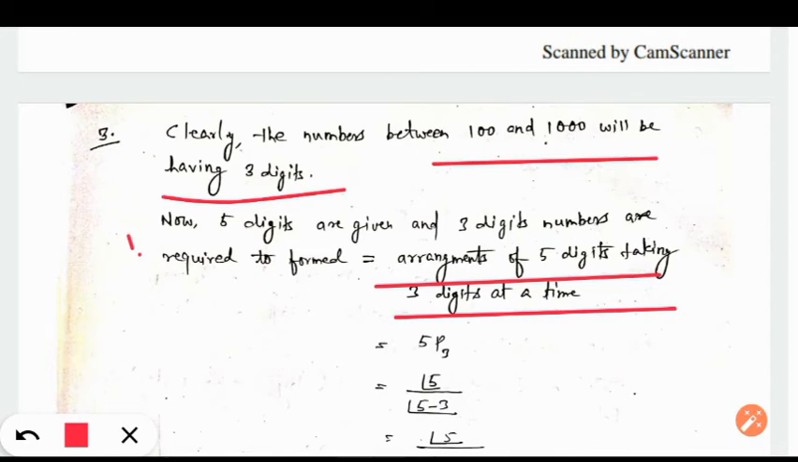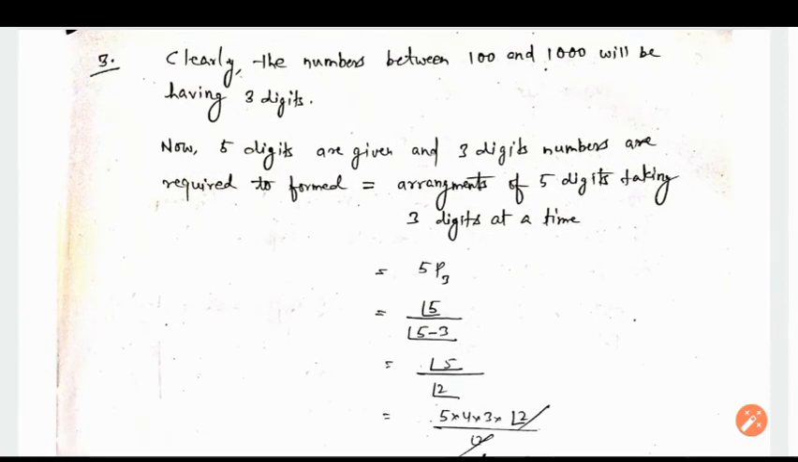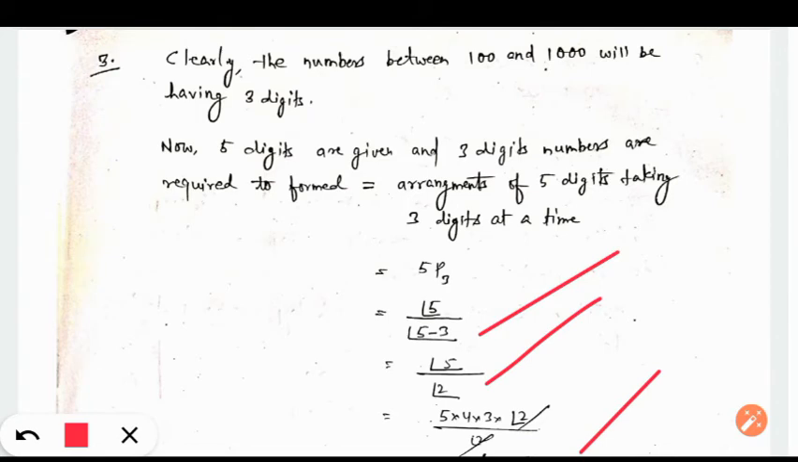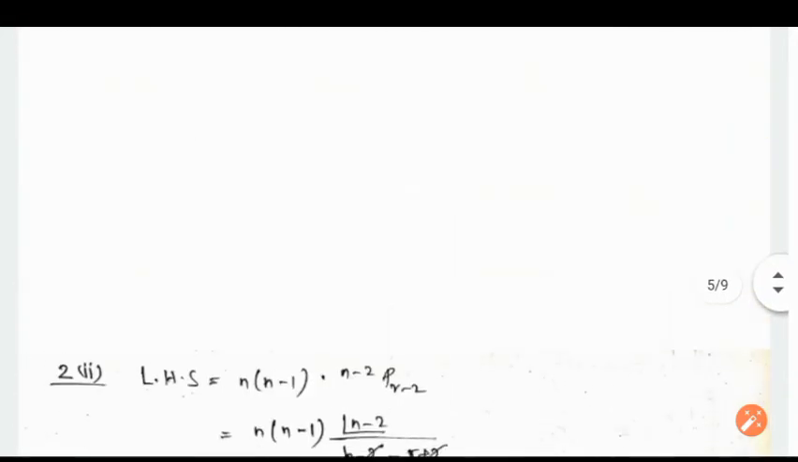That is why we have arrangement of 5 digits taking 3 digits at a time, and in such a case what will we have? We know the formula, it is 5P3. So what is the formula of 5P3? n factorial by n minus r factorial, and after simplification 2 factorial cancels out. We have 5 into 4 into 3, which is 60. That means 60 numbers can be formed which have 3 digits and which are formed with the help of the 5 digits 1, 2, 3, 4, 5. Now let's do the next sum.